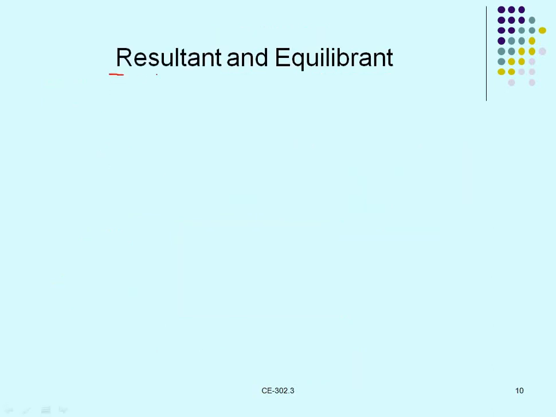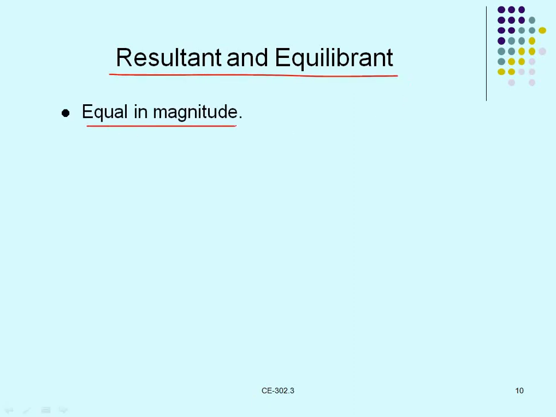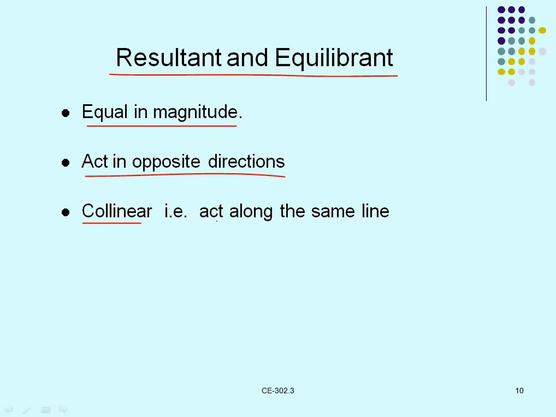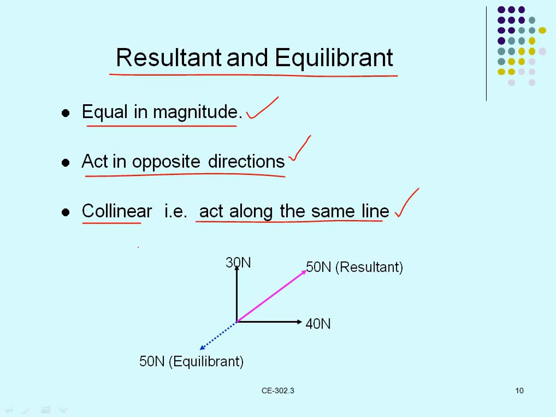Next is resultant and equilibrium. They are equal in magnitude, act in opposite directions, and are collinear, meaning they act along the same line. And here you can see the 50 newtons equilibrium is there.